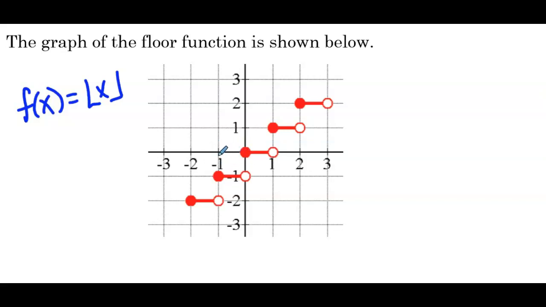Any input from negative 1 to 0, output's negative 1. Until you get to 0, the output's 0. And that pattern continues. And this is a great illustration of why it's a step function. Now this is just a piece of it. It would continue, here I'll draw, negative 3 goes. It continues infinitely in both directions. Okay, this is just a part of the graph.